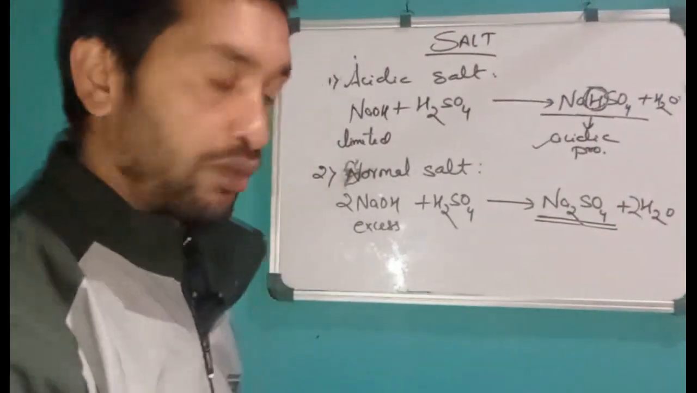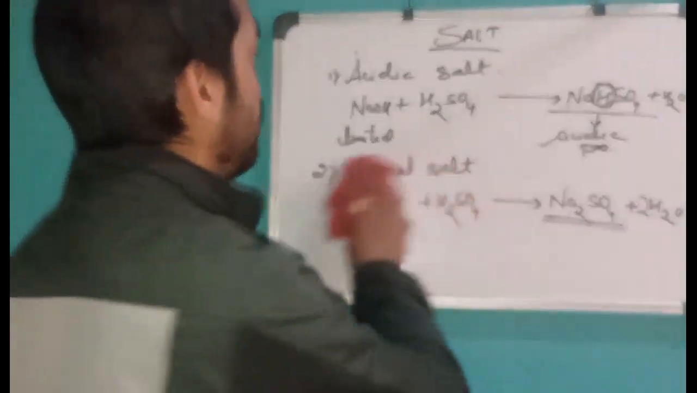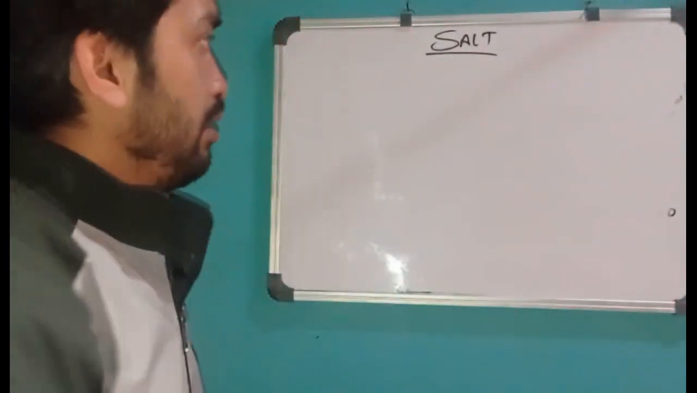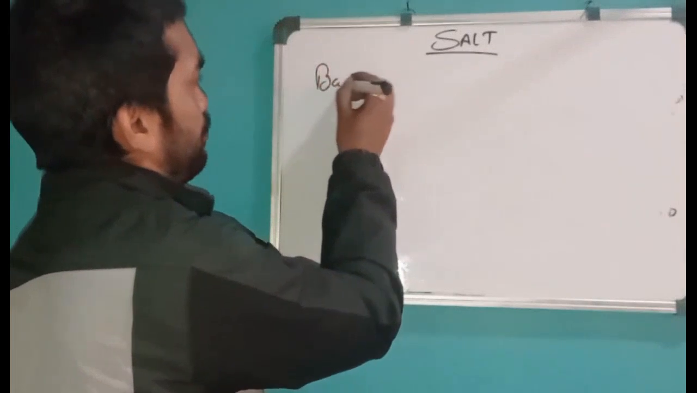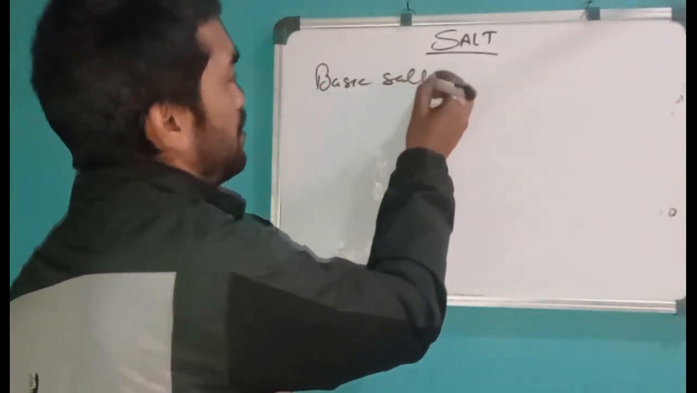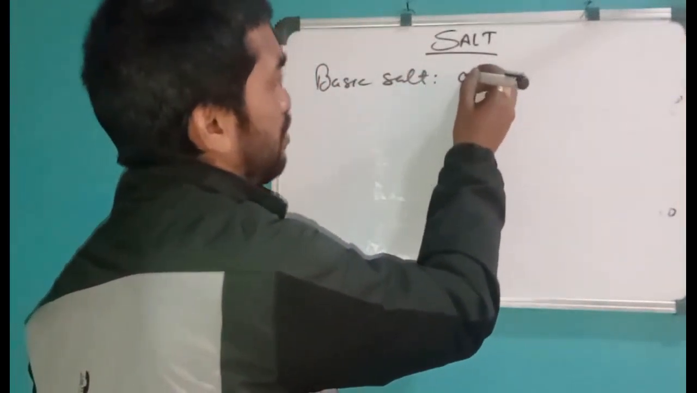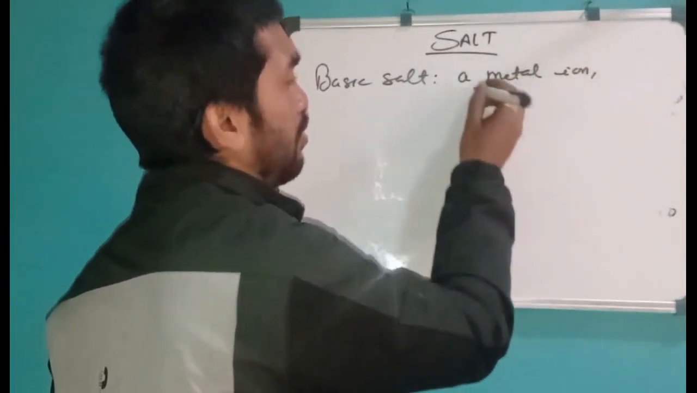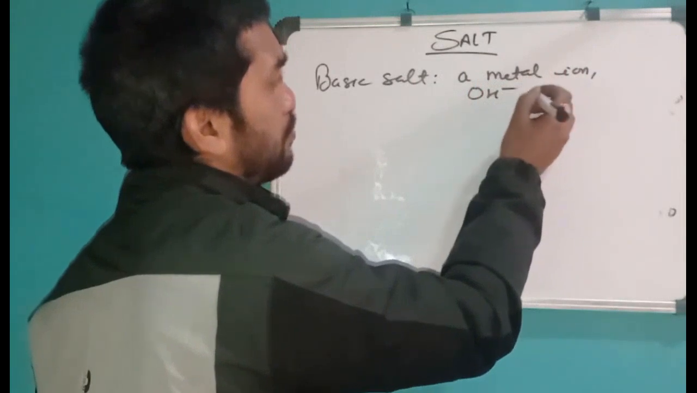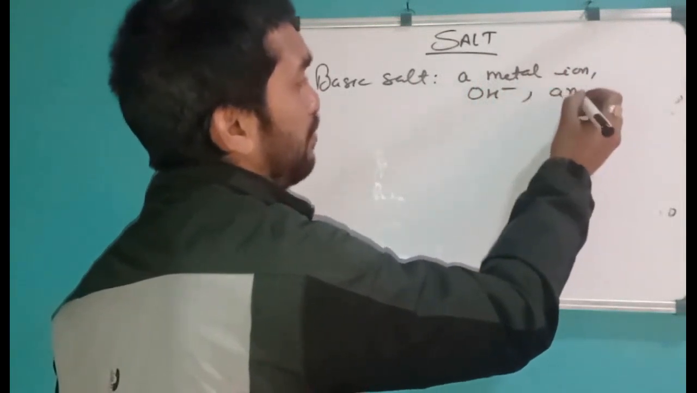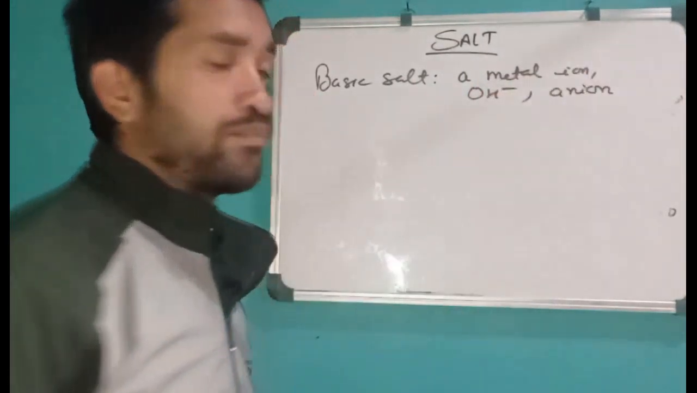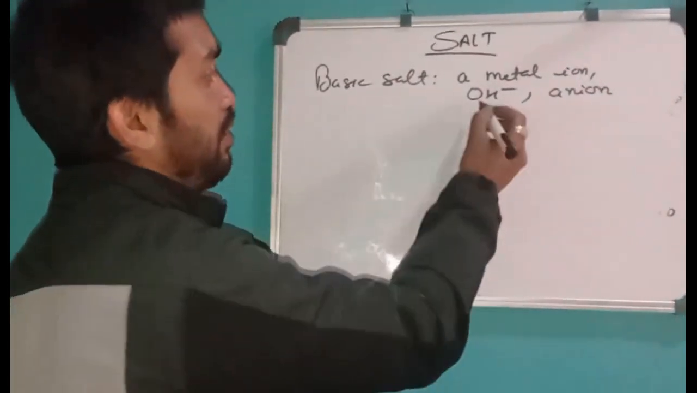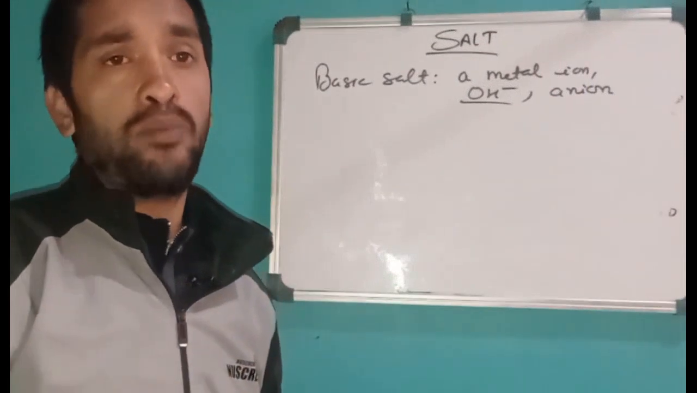Okay, now let's move on to the third part. It's your basic salt. Now what are basic salts? Simply a basic salt will contain a metal ion, a hydroxide part, and an anion. A metal ion, OH negative, and anion. See, it is containing OH negative part. I hope it is clear.